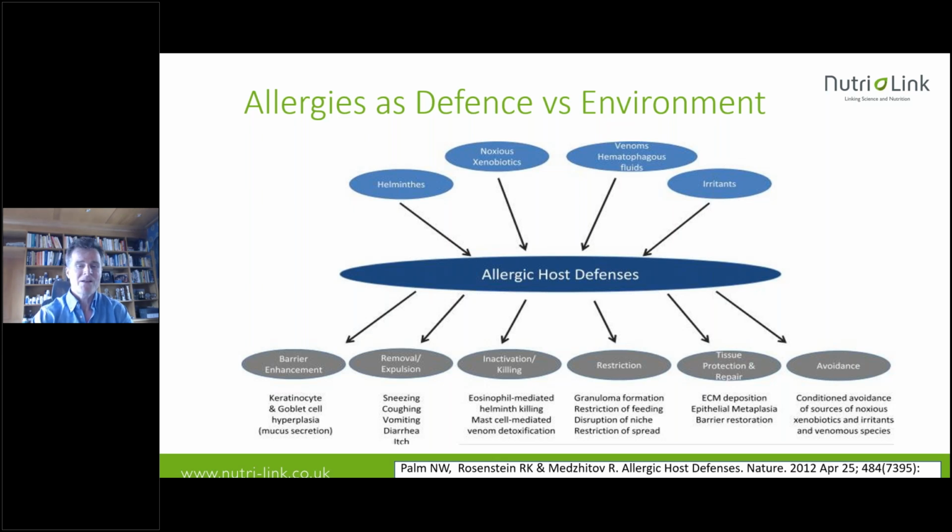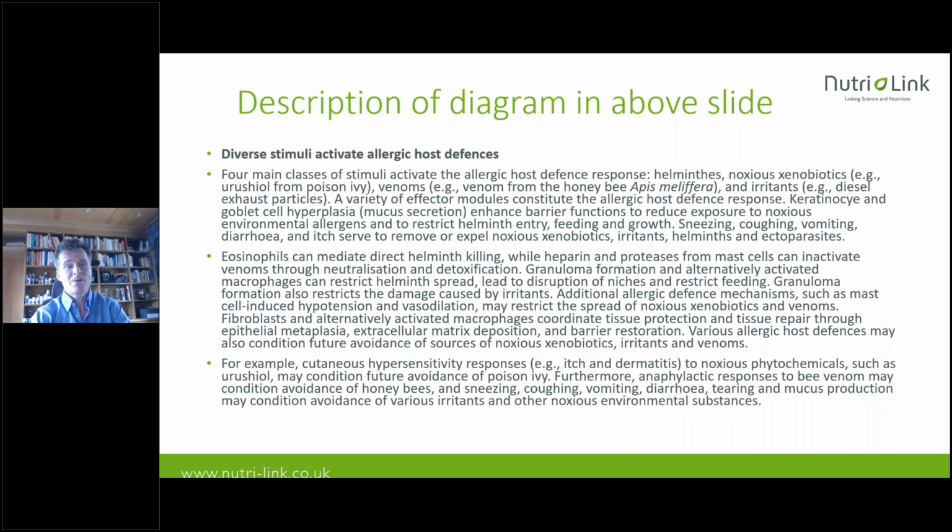So I like this model. I think it's a really useful gauge. And this is the description of the above slide, which I'm not going to go through, but it just describes it.